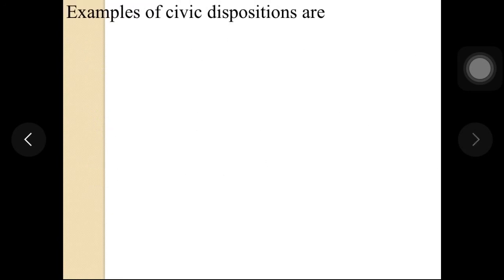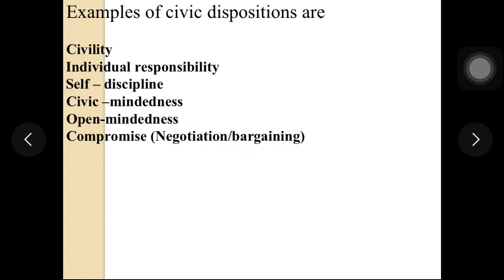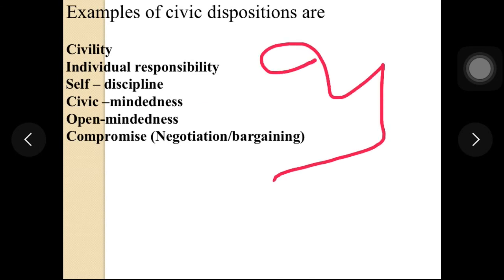Examples of civic dispositions. Let's look. Civility, individual responsibility, self-discipline, civic-mindedness, open-mindedness, compromise. These are extremely nice examples of civic disposition.